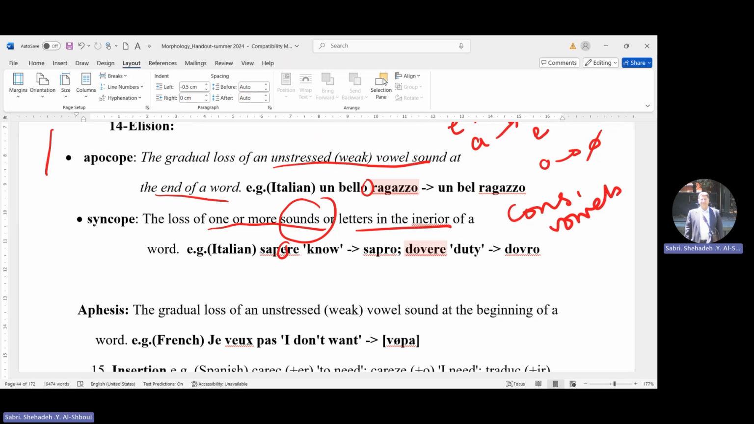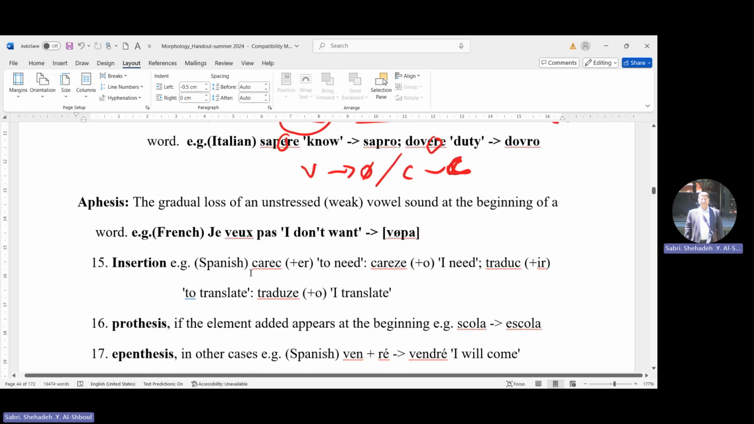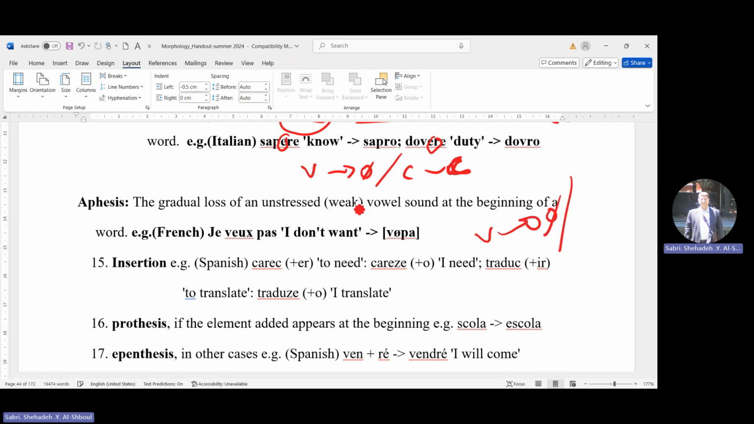The deletion of a vowel between the two consonants. So we have a vowel deletes, right, when it is between two consonants. Dovere, dovro, right? We have also the e deletes between two consonants. Aphysis is another process, which is the gradual loss of a weak vowel at the beginning of the word. So the vowel here deletes when it is in the initial position of the word.